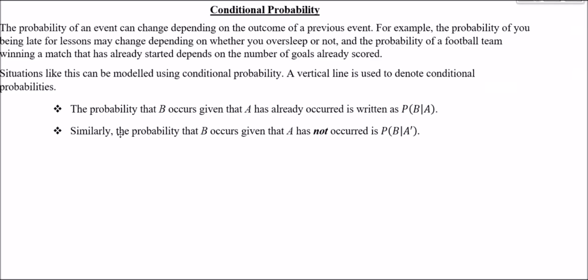In pretty much the same way, the probability that B occurs given that A has not occurred is P, for probability, then brackets, B occurring, vertical line for given that A dashed has occurred. A dashed means not A. So if A dashed occurs, that's the same as saying A has not occurred. Whatever comes after this vertical line is what we're telling you is already the case. Based on that being the case, now we're giving you extra information. How does that affect the outcome of B?